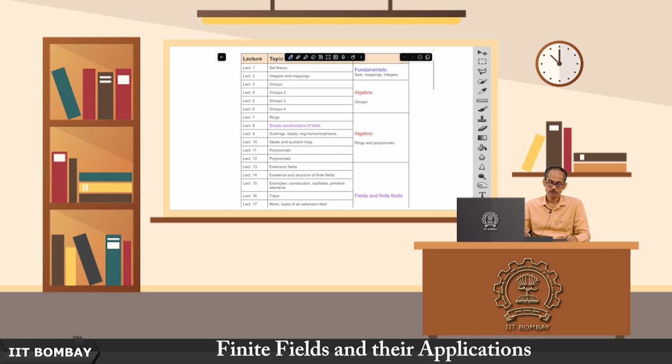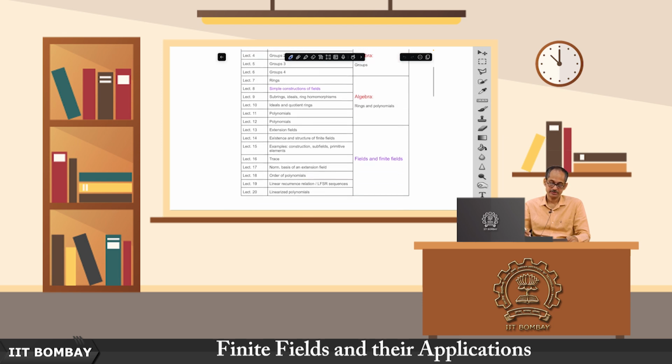Then we have 2 modules on algebra, modern algebra. First is on groups, there are 4 lectures, and the second is on rings and polynomials, which has 6 lectures, and lastly we will have 8 lectures on fields and finite fields.